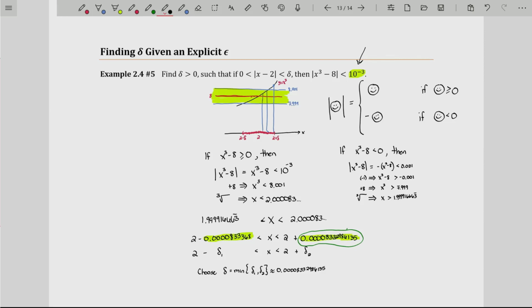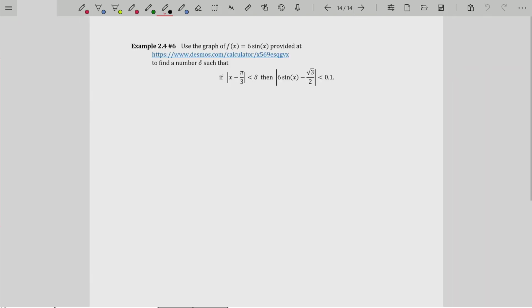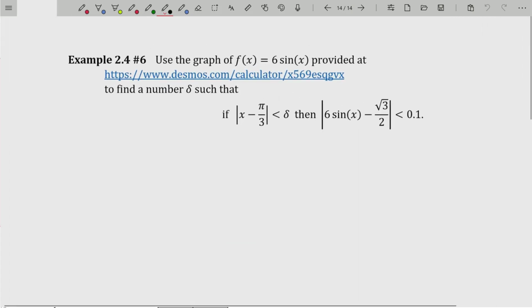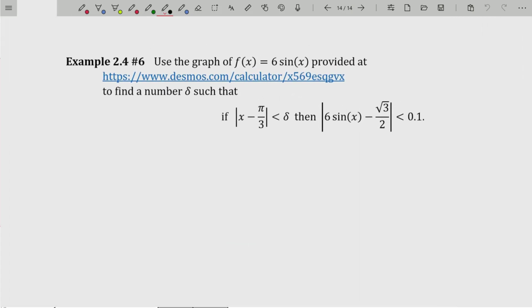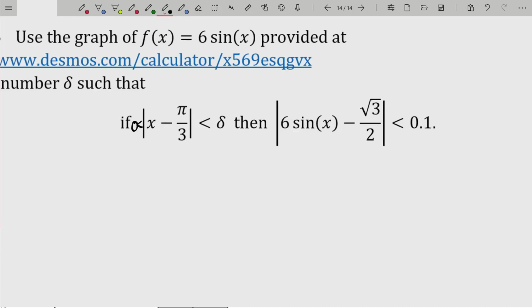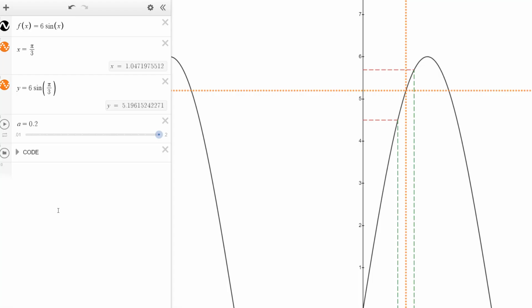Now let's talk about how you do it graphically, which is what we've been doing kind of all along. I'll move the page here. Use the graph of 6 times the sine of x, provided at Desmos, to find a number delta such that if the distance between x and pi over 3 is less than delta, and that's the positive distance, you see I kind of wrote that in there, then the distance between the function and the limit is less than 0.1. So let's go ahead and go over and take a look at that.